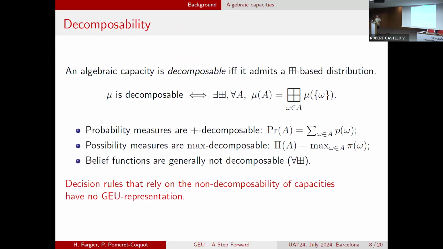So of course, you all know that probability measures are decomposable with regard to the addition. And those who know possibility measures may also know that they are decomposable with regard to the maximum operator. But in general, belief functions are not decomposable. We cannot find any operator that enables this recovering of beliefs. And that's where the GEU framework fails, because GEU cannot cope with decision rules that rely on the non-decomposability of capacities.